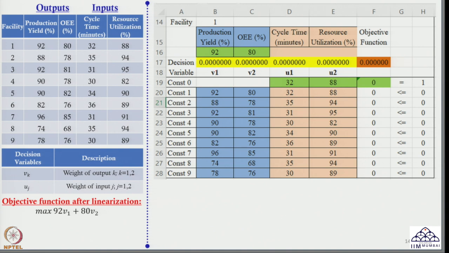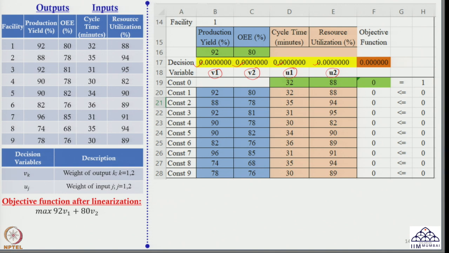I have 4 decision variables: V1, V2, U1, U2. V1 is the weight of output 1, that is, the weight of production yield. V2 is the weight of output 2, that is, the weight of overall equipment effectiveness. U1 is the weight of input 1, that is, the weight of cycle time. U2 is the weight of input 2, that is, the weight of resource utilization. Initially, for these 4 decision variables, that is, 2 output weights and 2 input weights, we are taking the values 0, 0, 0, 0. To initialize the process, we are taking the value 0000, the yellow cells which you are seeing now.